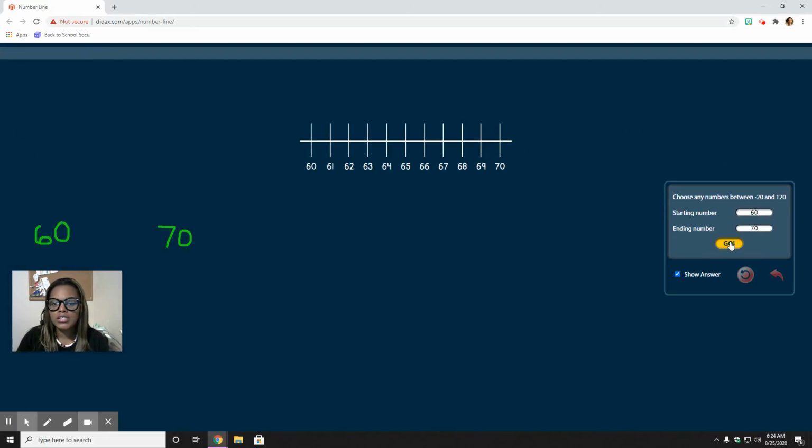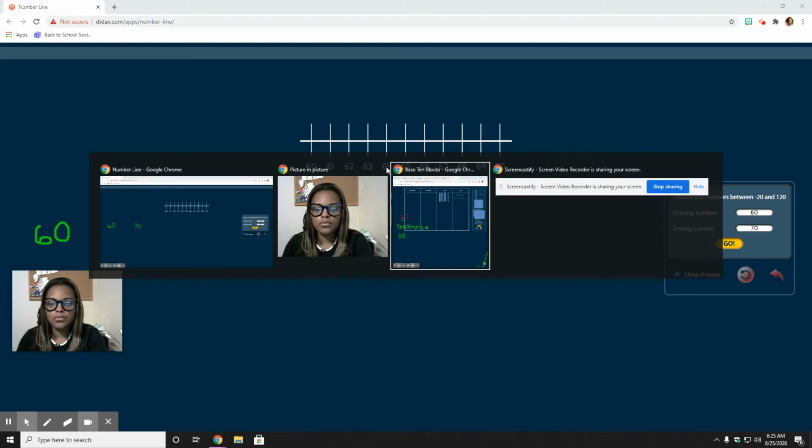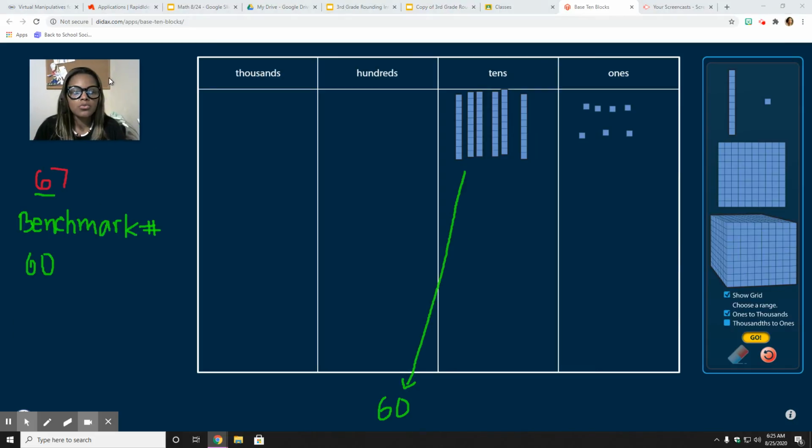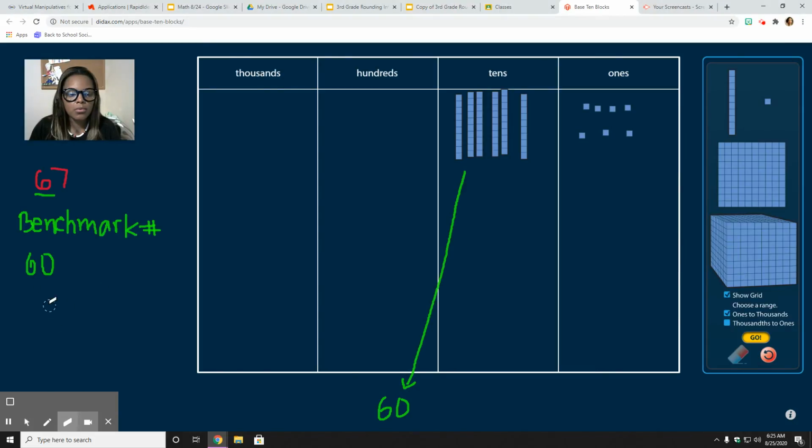This is how my number line should look. You do not have to write 61. I prefer that you didn't, but my manipulative doesn't allow me to remove that. So just for a moment, I'm going to go back to my place value chart, because this is where I was writing where my benchmark numbers were. So here's my first benchmark number, which is 60. And now my second one is 70.